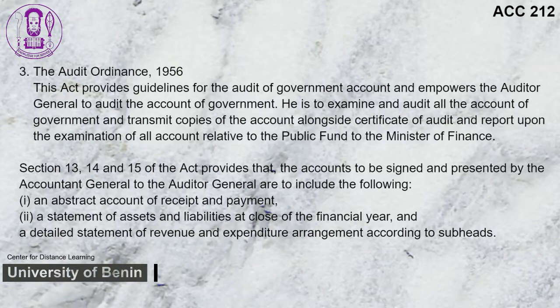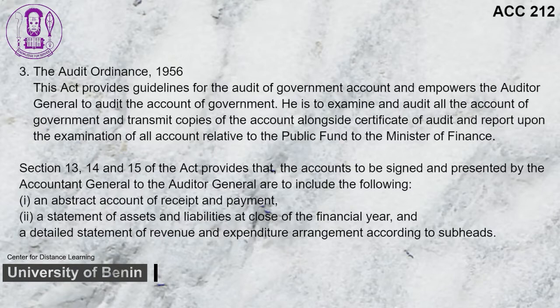3. The Audit Ordinance, 1956. This act provides guidelines for the audit of government accounts and empowers the Auditor General to audit the account of the government. He is to examine and audit all the accounts of the government and transmit copies of the account alongside the certificate of audit and report upon the examination of all accounts relative to the public fund to the Minister of Finance.